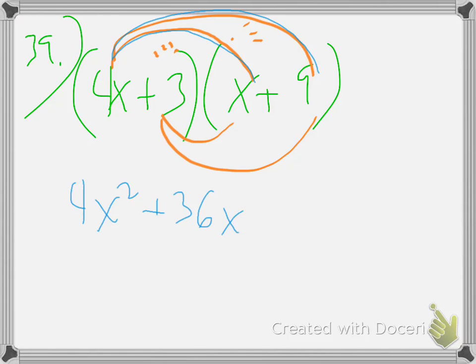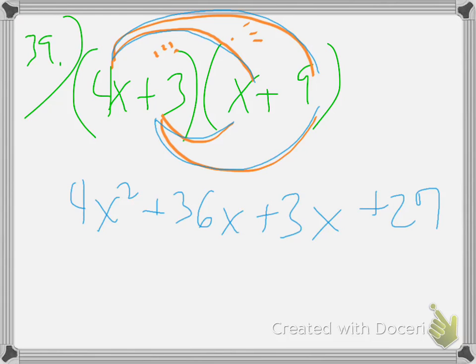Let me get rid of that scribble. So we got 3 times x. That's easy. 3x. And that's a plus. Everybody needs a sign. And then the last is 3 times 9, plus 27. So classic kind of FOIL.